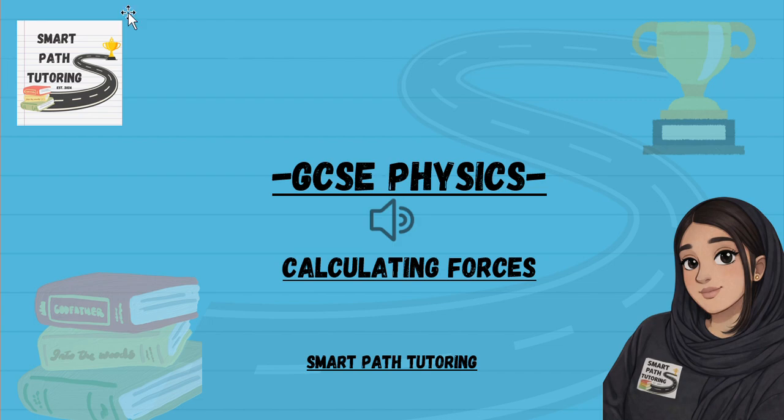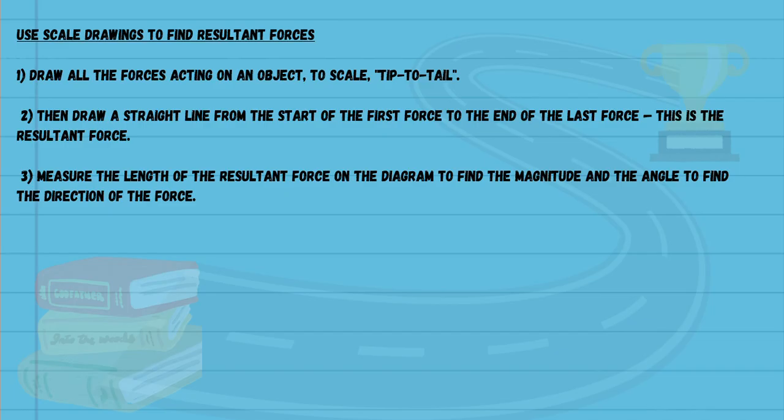Today's video is about calculating forces. Use scale drawings to find resultant forces. Draw all the forces acting on an object to scale, tip to tail. Then draw a straight line from the start of the first force to the end of the last force. This is the resultant force. Measure the length of the resultant force on the diagram to find the magnitude, and the angle to find the direction of the force.